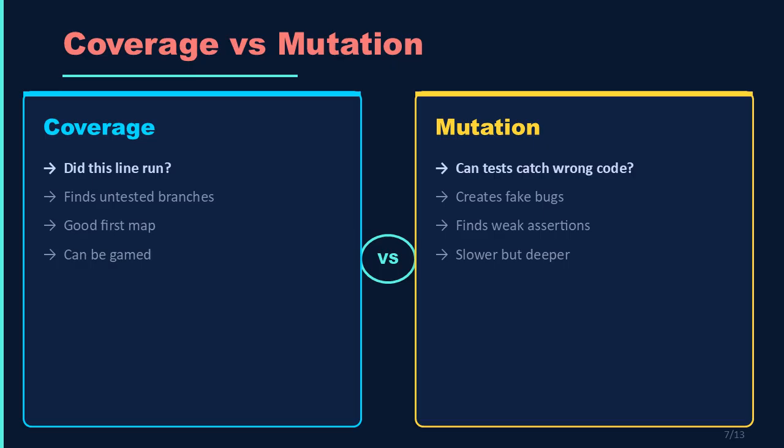Coverage and mutation answer different questions. Coverage asks whether a line or branch executed. That is useful because it finds blind spots. But coverage does not prove your assertions are strong. Mutation testing changes code on purpose. If your tests still pass, your test suite touched the code but did not understand the behavior.